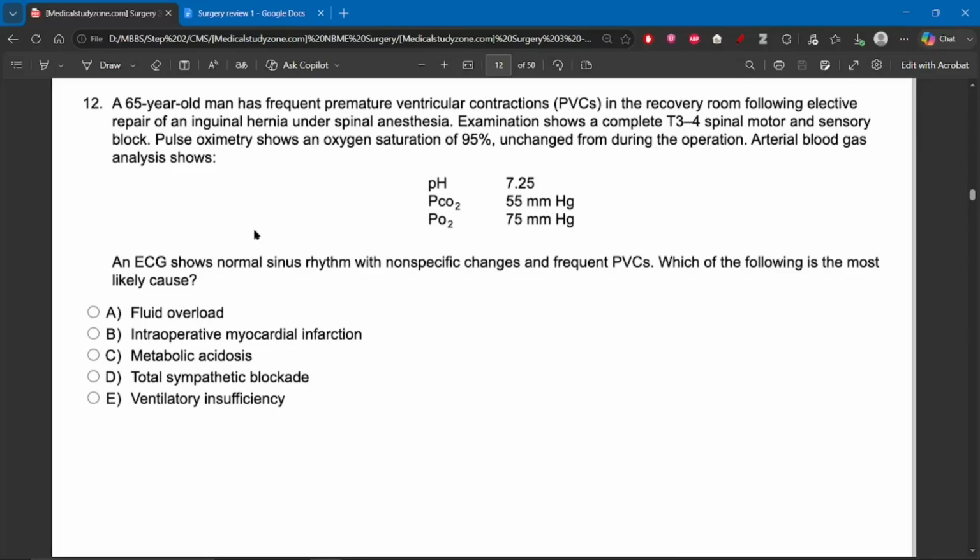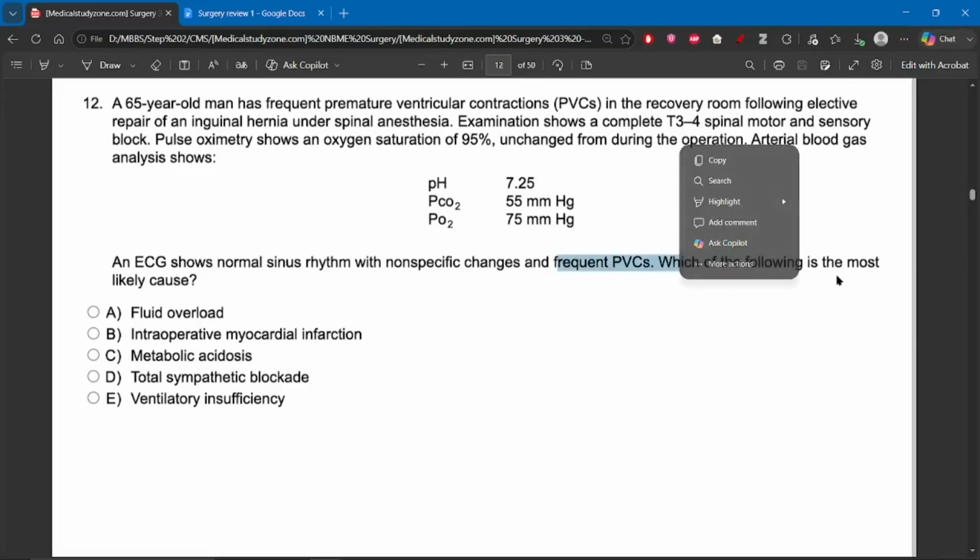So today we have this question in front of us. Let's try to understand how to approach it. An ECG shows normal sinus rhythm with non-specific changes and frequent PVCs. Which of the following is the most likely cause?